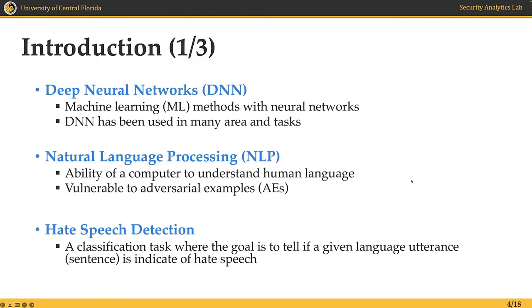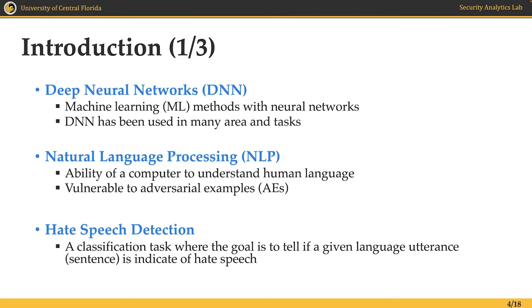As we all know, deep neural network models, DNNs, are advanced machine learning algorithms that utilize neural networks and have been very successful in achieving very high results in multiple tasks, particularly in natural language processing, where the goal is to allow computers to understand human languages. While they have been improving accuracy over the last few years thanks to DNNs, they have also been shown to be vulnerable to adversarial examples.